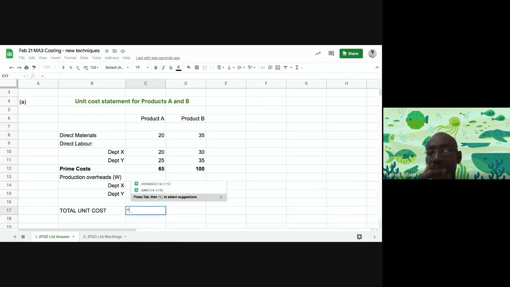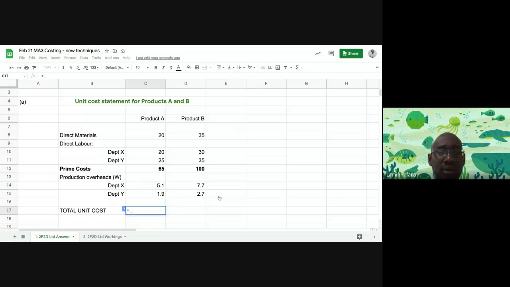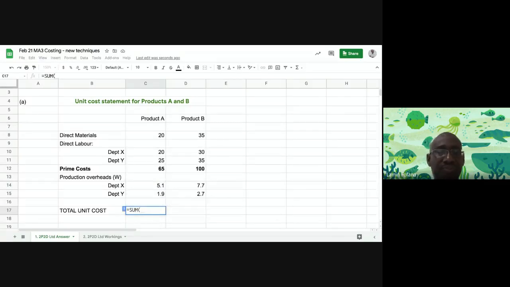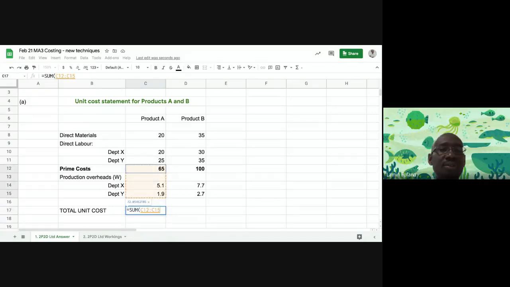Equals sum, bracket opens. So where do we highlight? You just highlight from C12 all the way down to C15. We close the bracket, we enter. Excellent. Good. And we replicate.